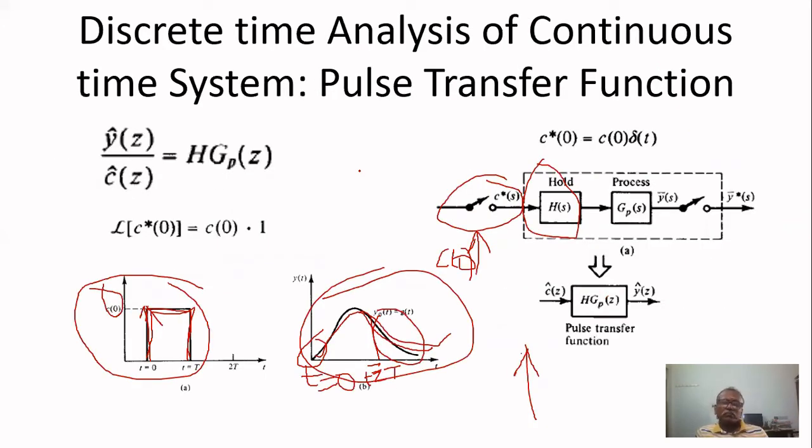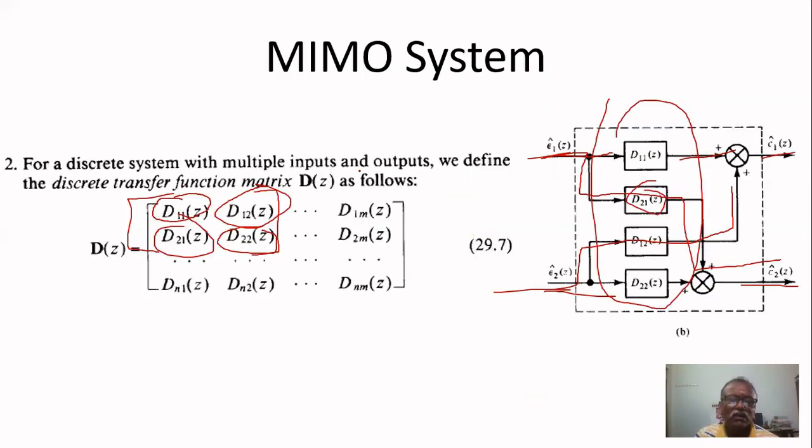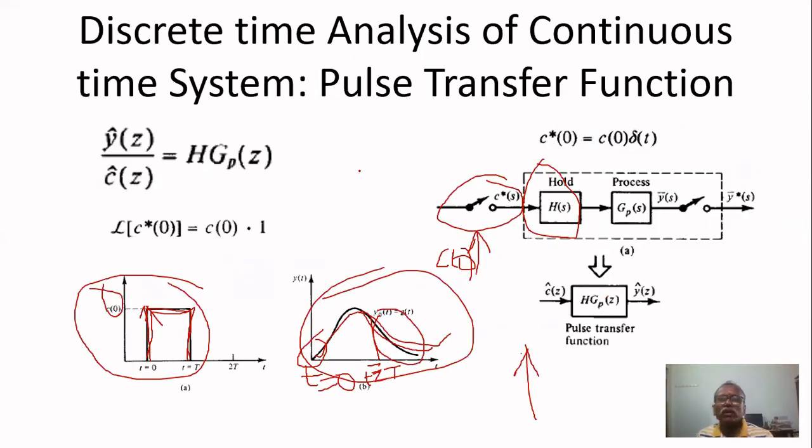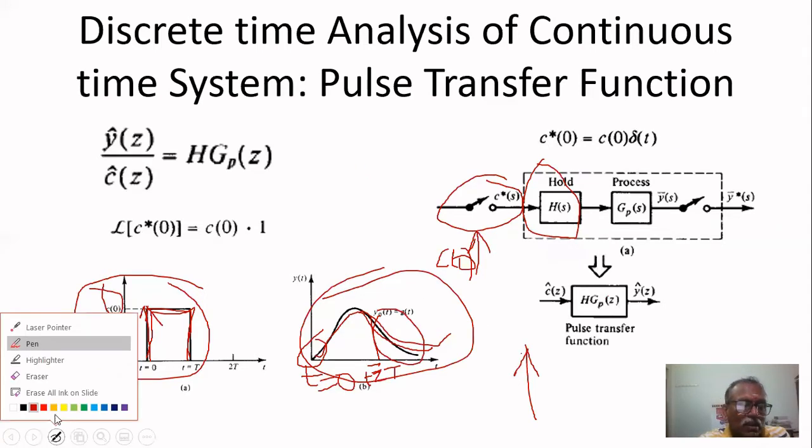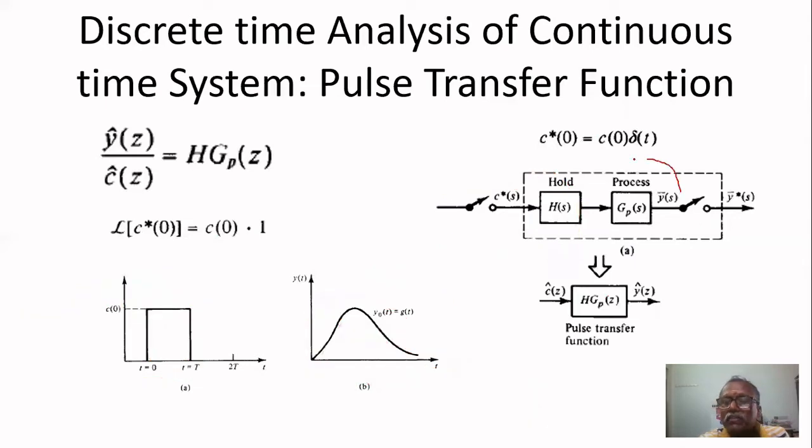Now let us find the pulse transfer function of a continuous system. Earlier we have seen the pulse transfer function of a discrete system. Here we are going to find the pulse transfer function of a continuous system. It is a continuous system.